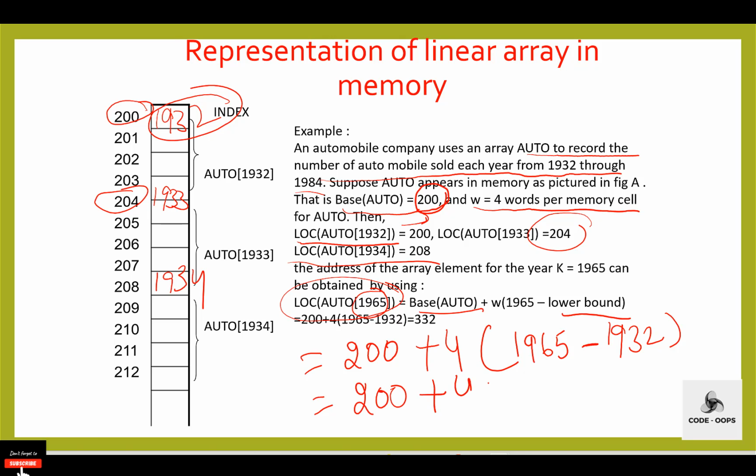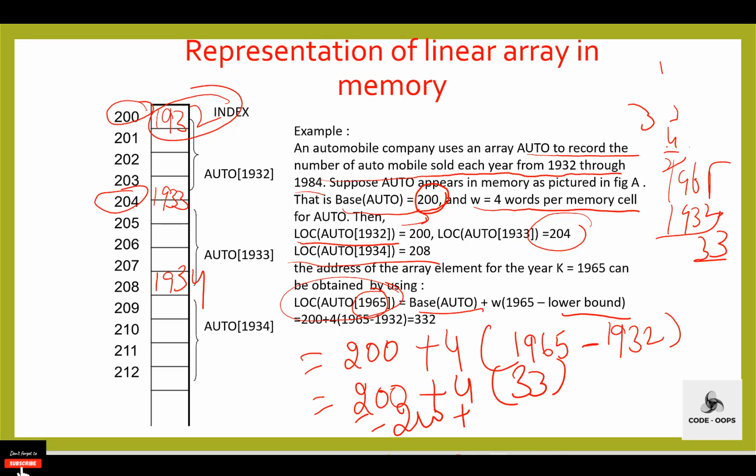200 plus 4 times (1965 minus 1932). The result is 33. 200 plus 33 into 4, that is 132. Then the result is 332. So the address of 1965 is 332.